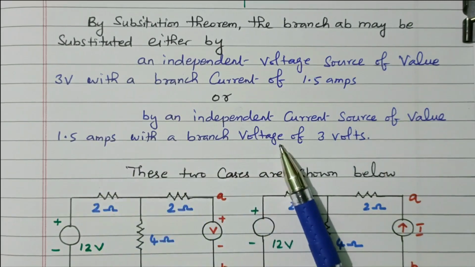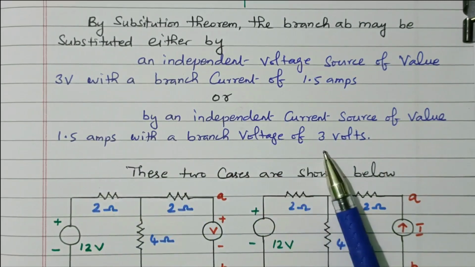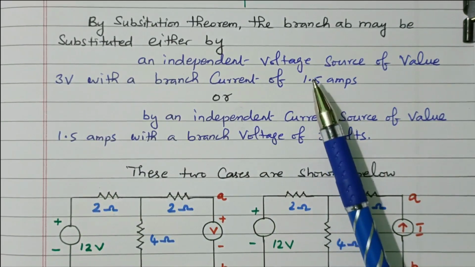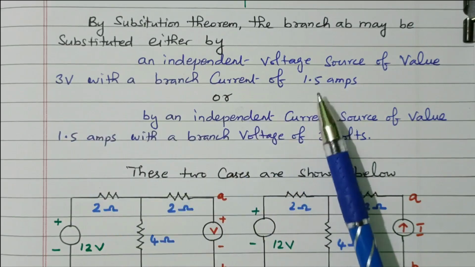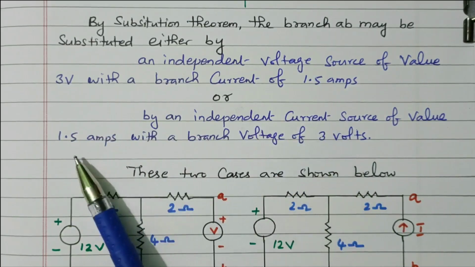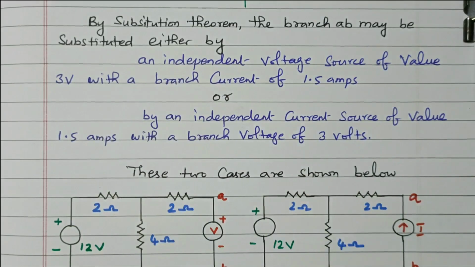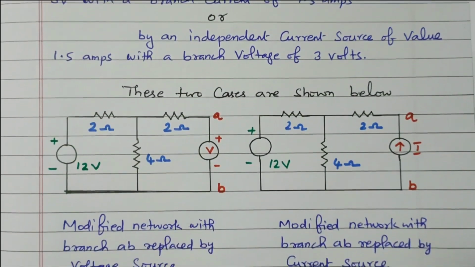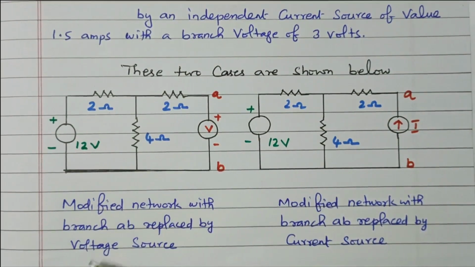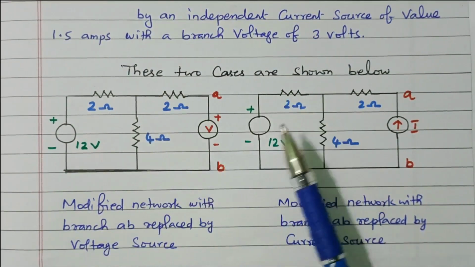With the branch resistance, the voltage is 3 volts, right? So either we can replace it with a voltage source of 3 volts and 1.5 ampere, or a current source of 1.5 ampere with 3 volts, right? These two possibilities we will check. So these two cases are shown below.